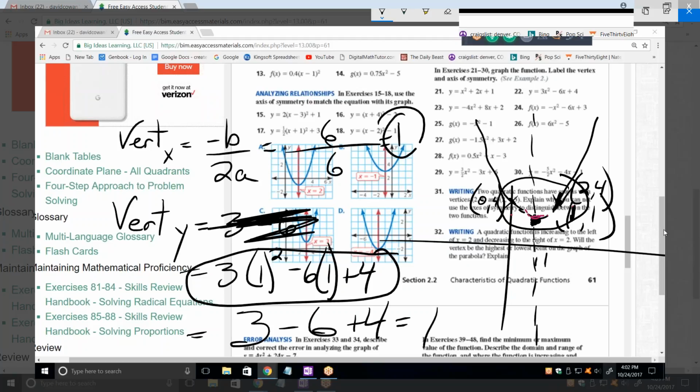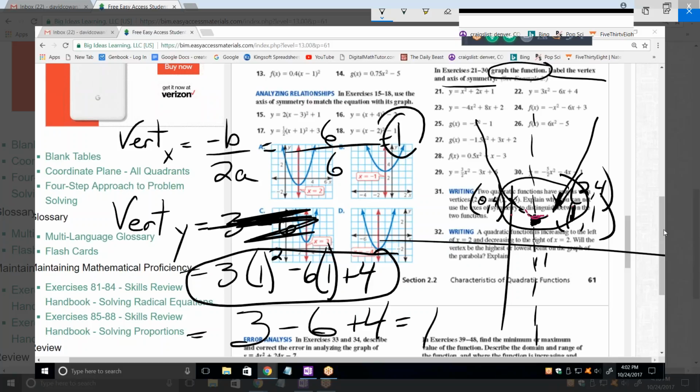And now we have 3 points, and that's all you need to label or graph a parabola. You actually need a little bit more than what they're asking for. They said label the vertex and axis of symmetry. Well, that doesn't tell you how skinny or fat the parabola is. So if you really want to graph the function, which it says to do, you've got to come up with another point other than the vertex.